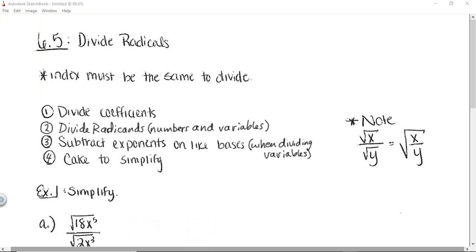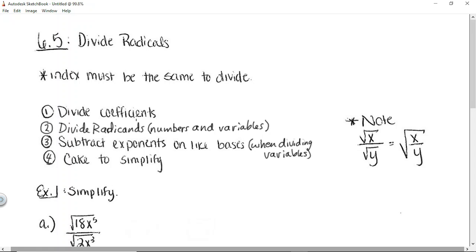Hello, algebra students. This is section 6.5, dividing radicals, and we've already added, subtracted, and multiplied, so now it's time to divide. Notice this note: just like with multiplication, where you have to have the index the same, you also need to have the index the same to divide.